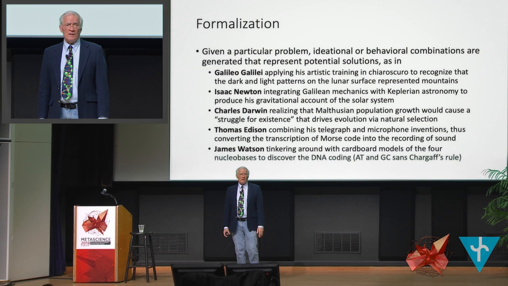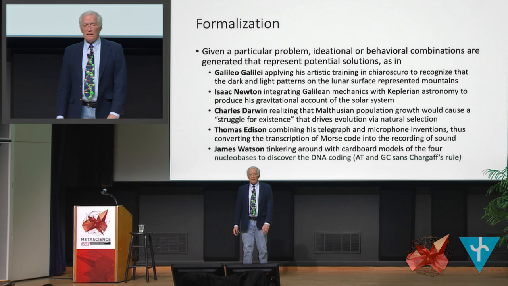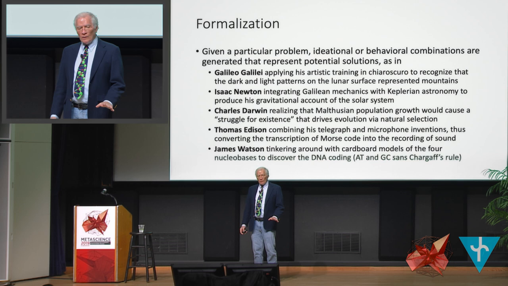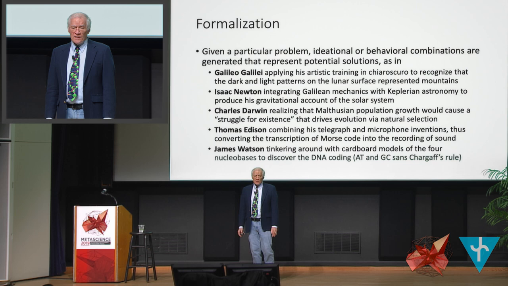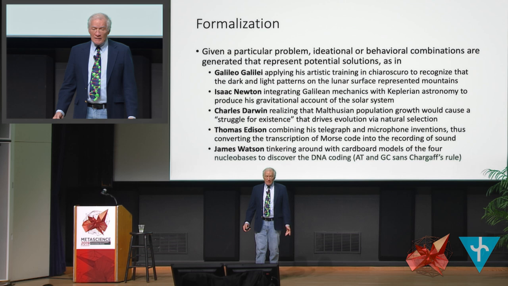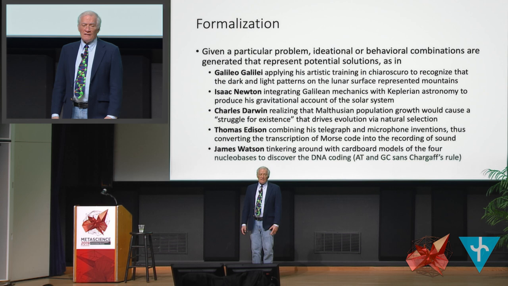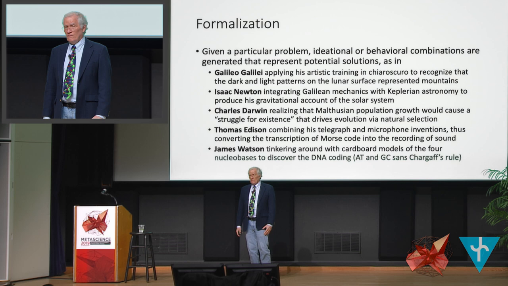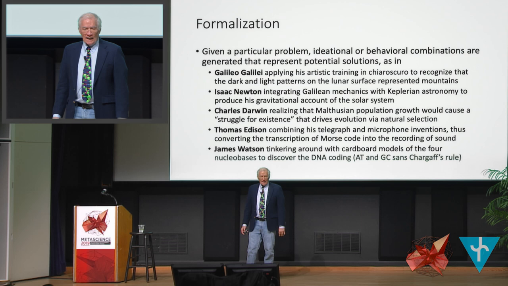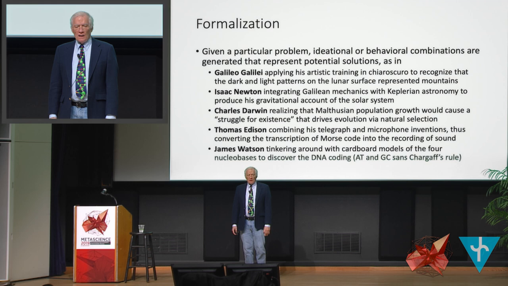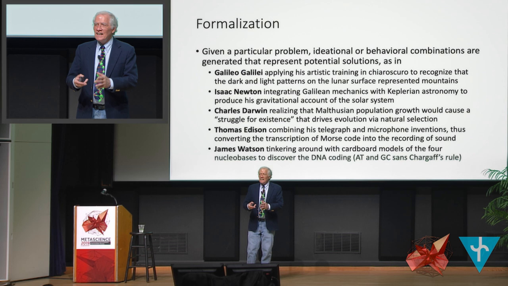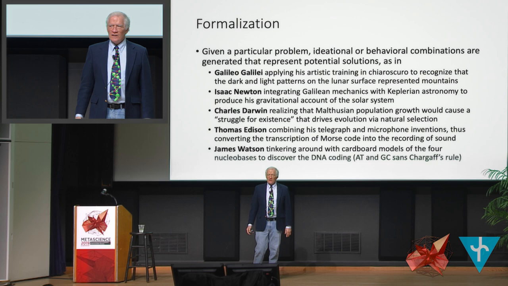Isaac Newton integrated Galilean mechanics with Keplerian astronomy to produce a gravitational account of the solar system. Or Charles Darwin realizing that Malthusian population growth would cause a struggle for existence that would drive evolution via natural selection. Thomas Edison, combining his telegraph and microphone inventions, and thus converting the transcription of Morse code to the recording of sound. That was, by the way, his favorite invention. And then finally, just to bring my tie-in on it, James Watson tinkering around with cardboard models of four nucleobases to discover the DNA coding. He actually cut out cardboard models. It was amazing because they couldn't get the regular molecular models in time.